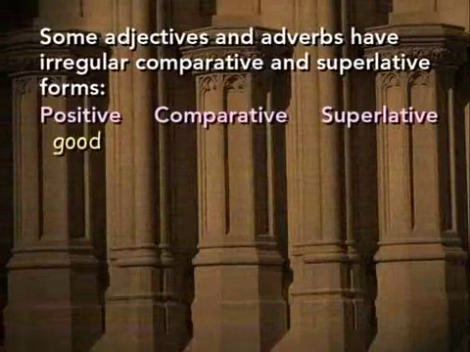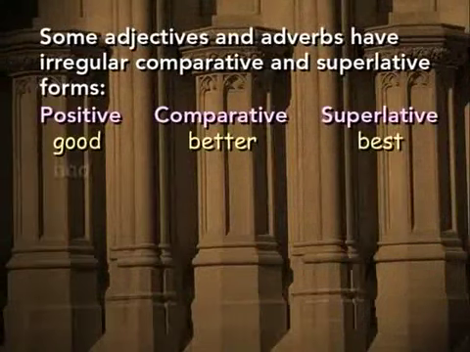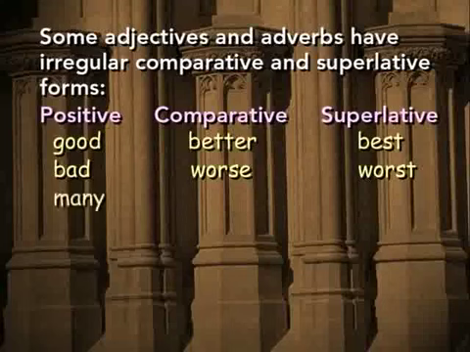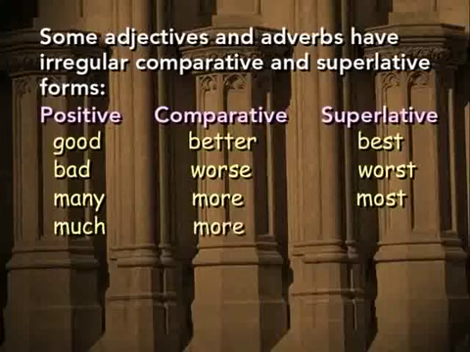Good is the positive form of the adjective. The comparative is better. The superlative is best. Bad is the positive form of the adjective. Worse is comparative. Worst is superlative. Many is the positive form of the adjective. More is the comparative. Most is the superlative. Much is the positive form of the adjective. More is comparative. Most is superlative.